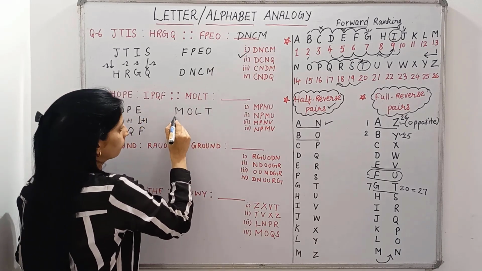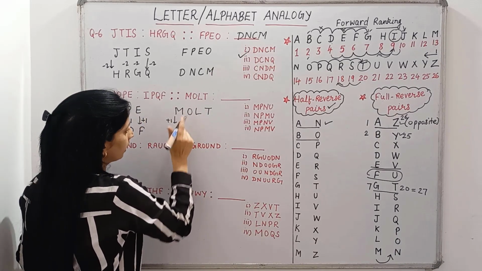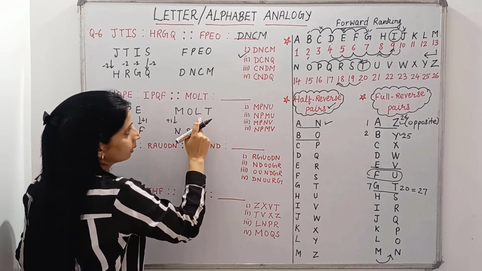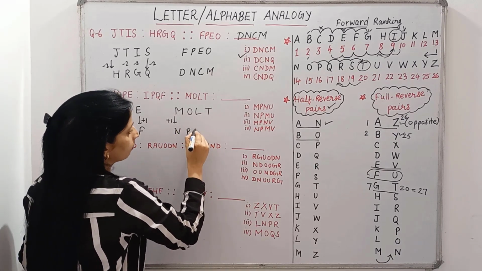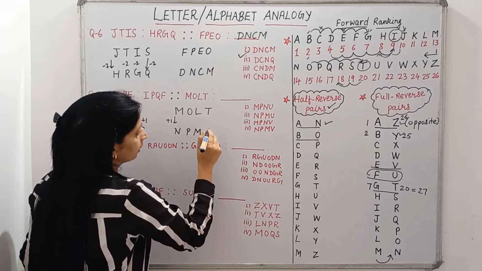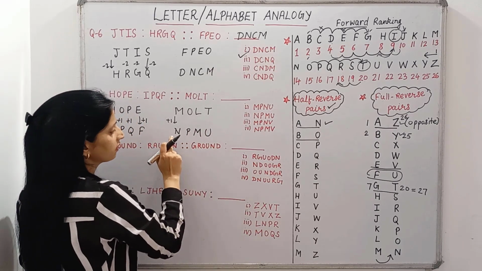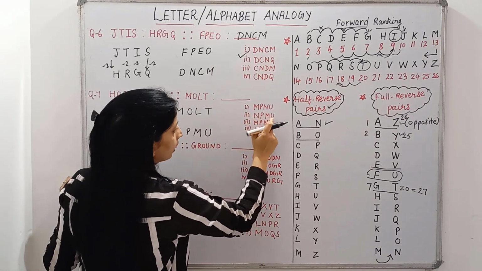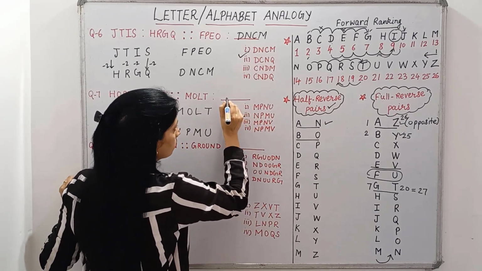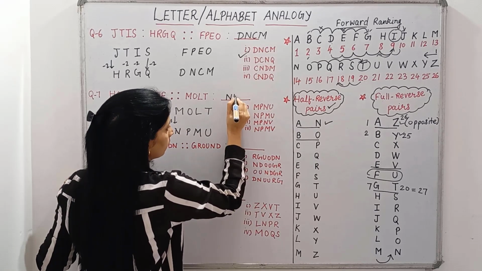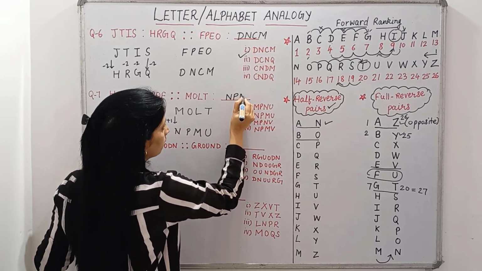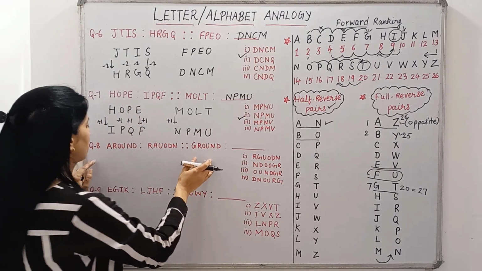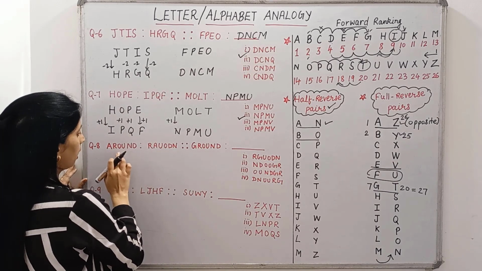So similarly, we will solve for MOLT. So after M, if we will do +1, what will we get? M, N. After O, P will come. After L, M will come. And after T, U will come. So answer will be NPMU. NPMU. This is our second option. Just tick on the correct option and write the answer here also. NPMU. Okay.